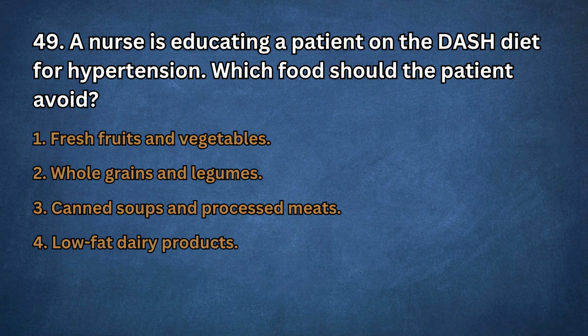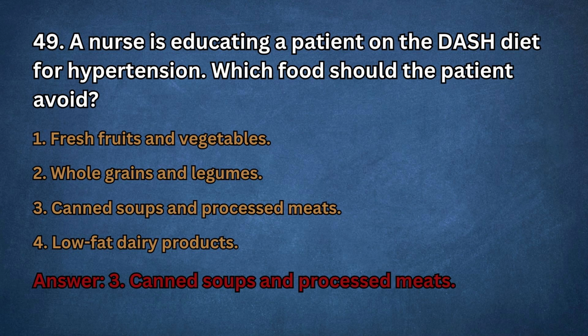49. A nurse is educating a patient on the DASH diet for hypertension. Which food should the patient avoid? 1. Fresh fruits and vegetables. 2. Whole grains and legumes. 3. Canned soups and processed meats. 4. Low-fat dairy products. Answer: 3. Canned soups and processed meats.